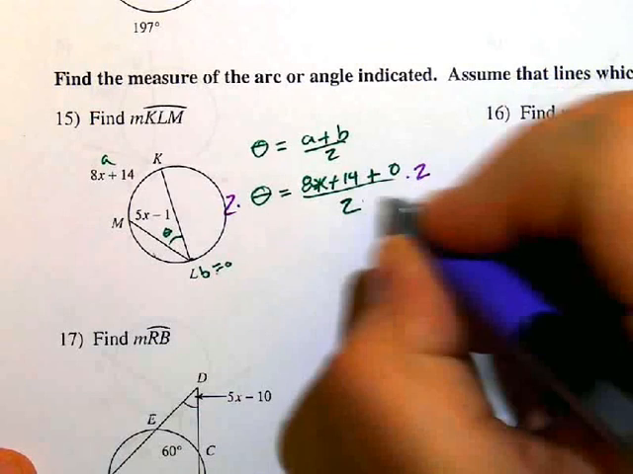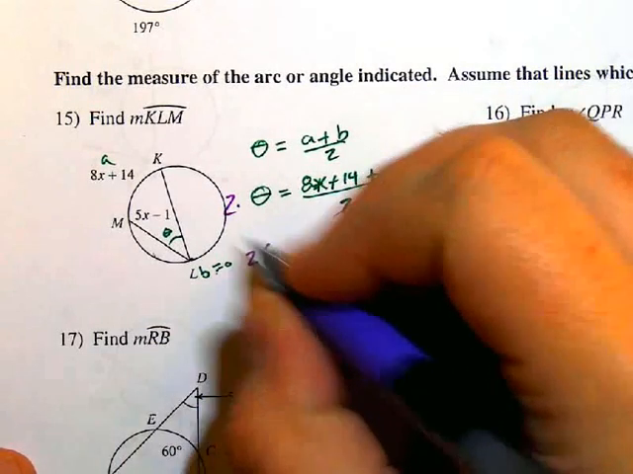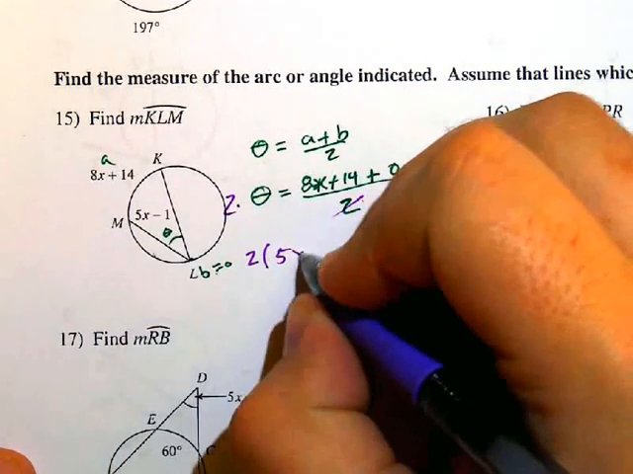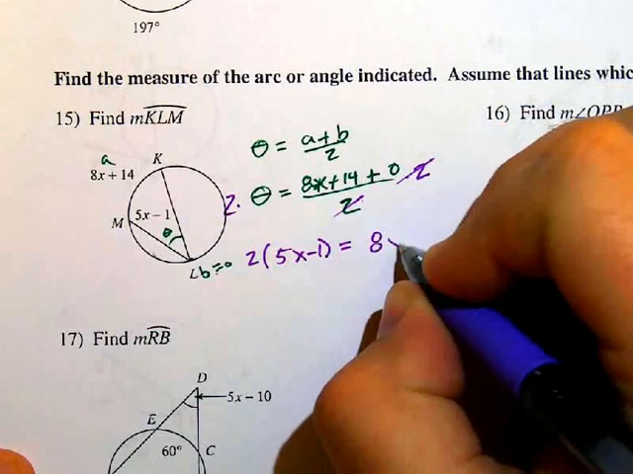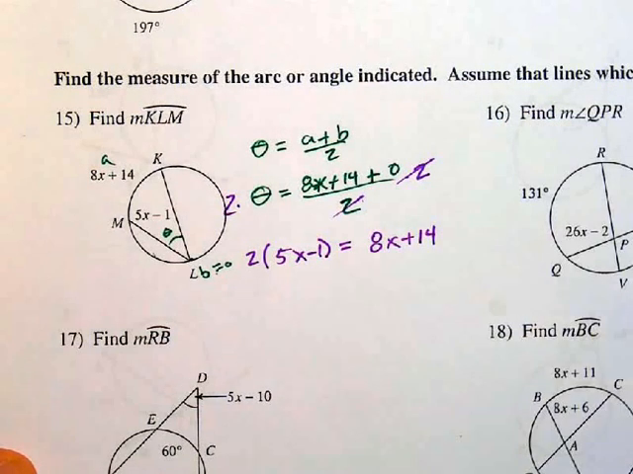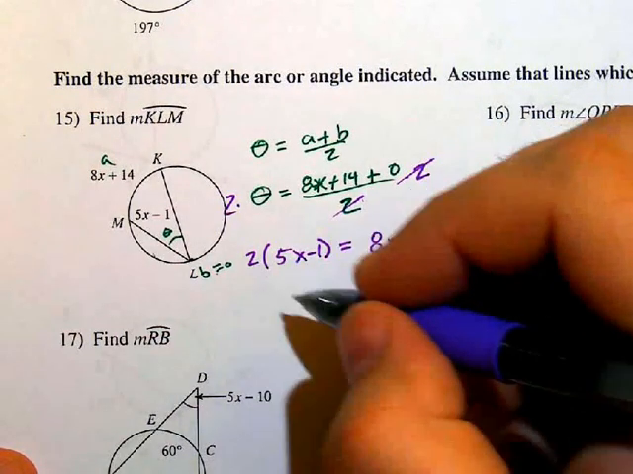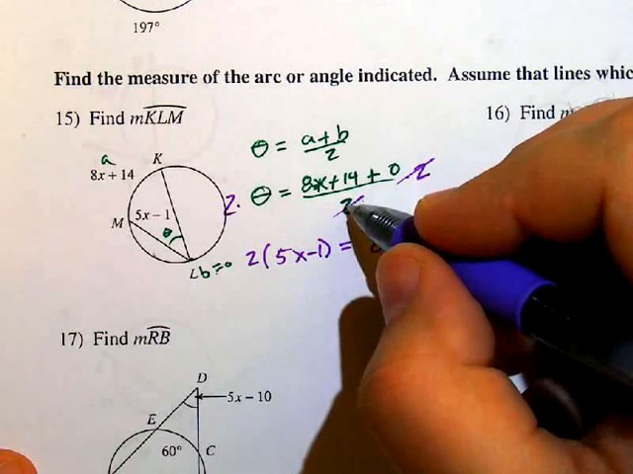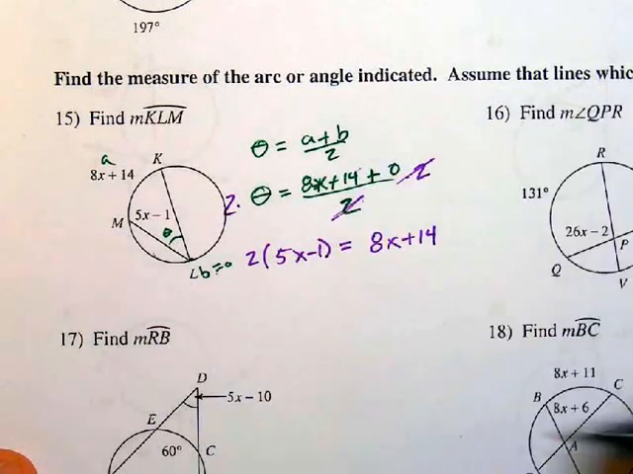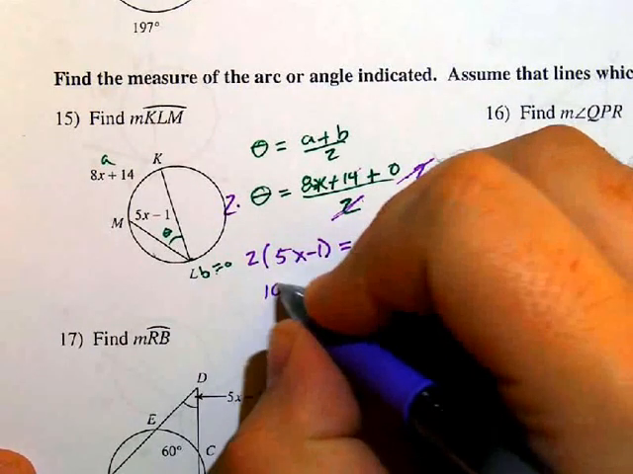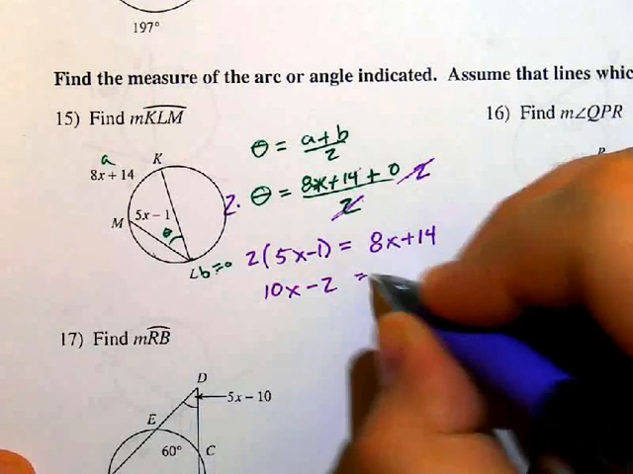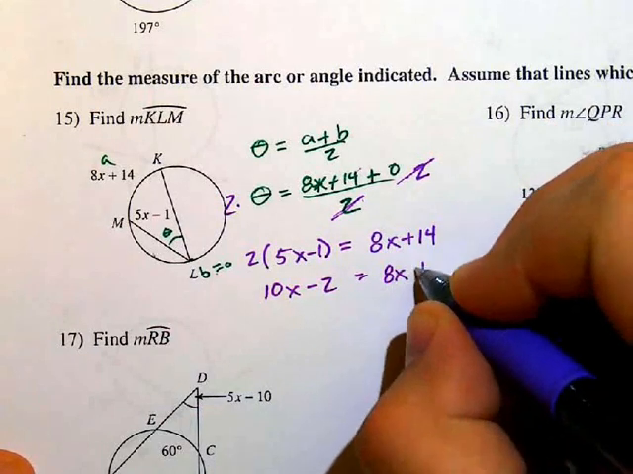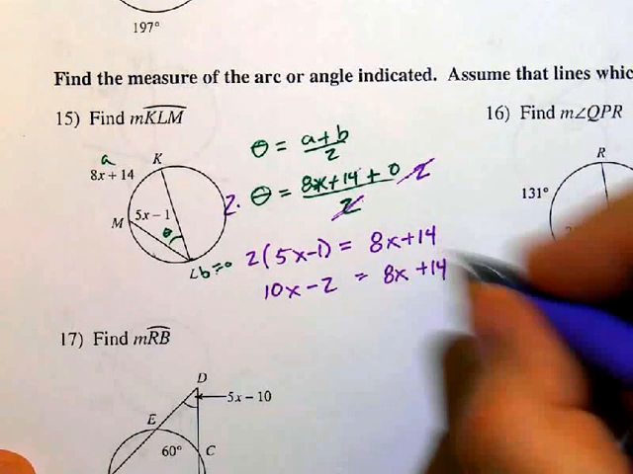So I'm going to multiply both sides by 2. And so I'm going to end up getting 2, and I'm going to replace this theta with 5x minus 1 now. Equals 8x plus 14. Now this actually was a case where Mr. Conaway shouldn't have done this. I could have canceled or reduced 2 out of 14 and 8 really easy. But it's fine. 10x minus 2. It's easier to multiply than it is to divide sometimes.